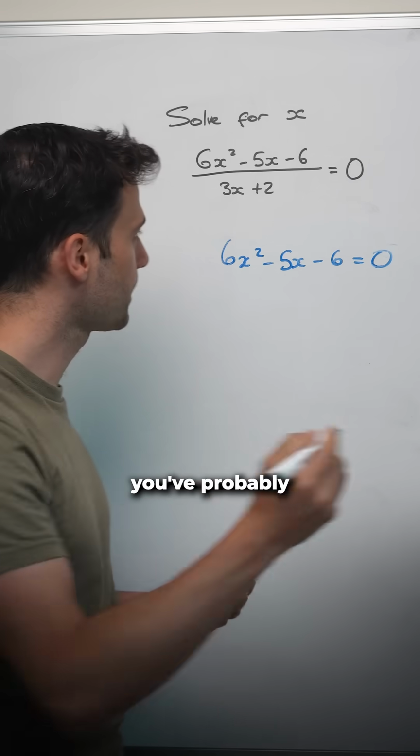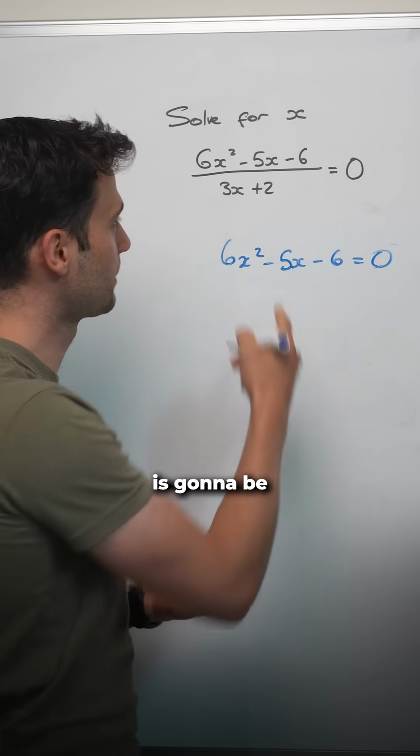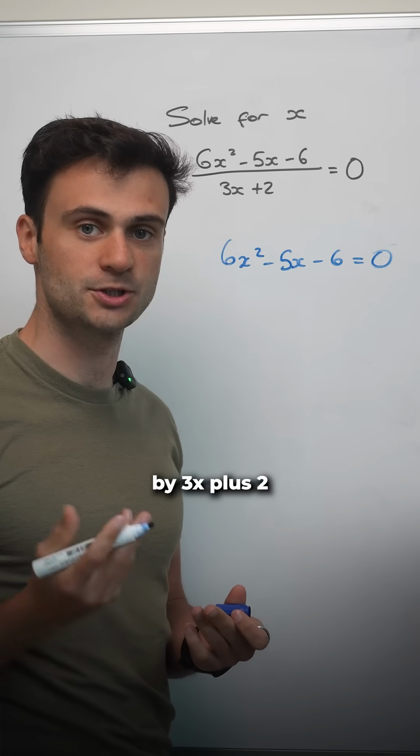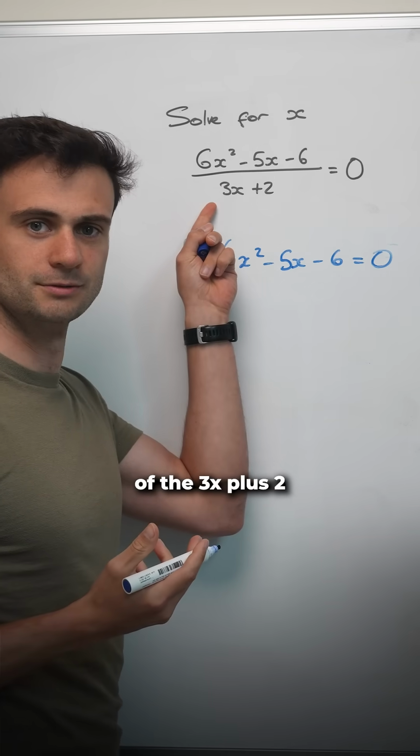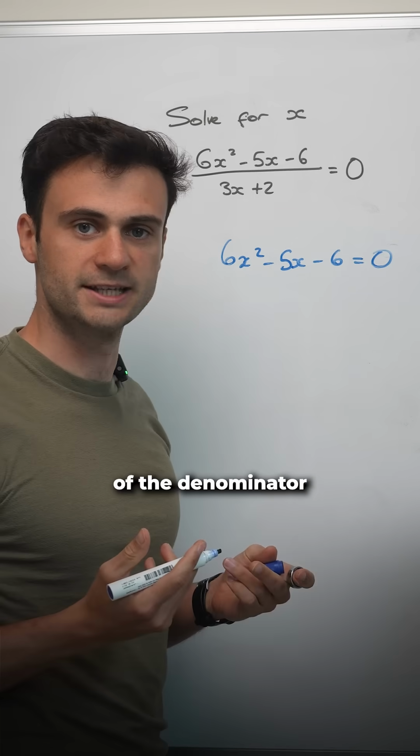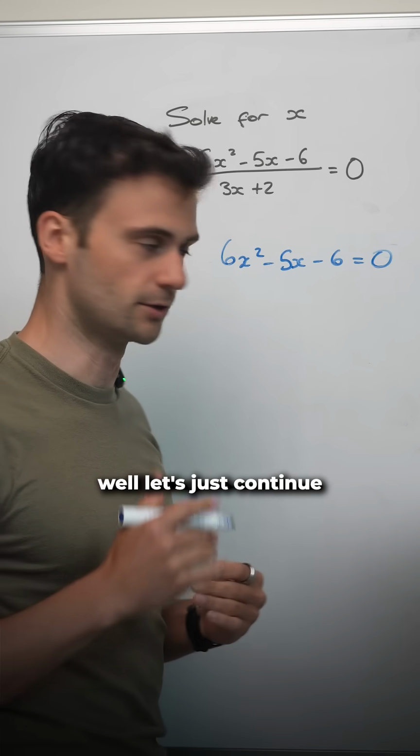Because I know in your head you've probably already figured out that the first step is going to be to multiply both sides by 3x plus 2. So we get this question. But what's even the point of the 3x plus 2 in that case? Why don't they just get rid of the denominator in the question? Well, let's just continue and see if we can find out.